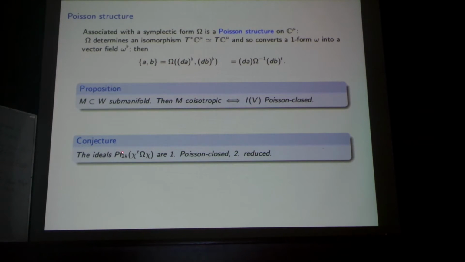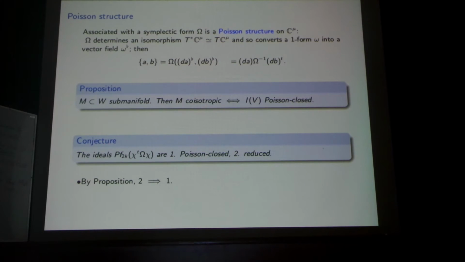We conjecture that all of these ideals, the ideals of Pfaffians, are first Poisson closed and second reduced. And we have no proof of either of these statements. It's obvious that if the ideals are reduced, then these are the ideals of coisotropic submanifolds, singularities, but nevertheless coisotropic if they're smooth points, from which Poisson closedness follows. But we don't know that they're reduced a priori.